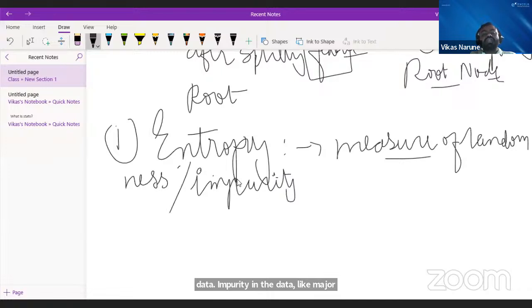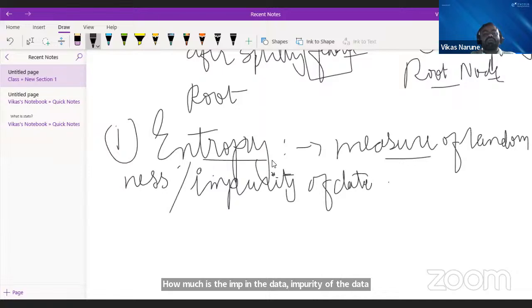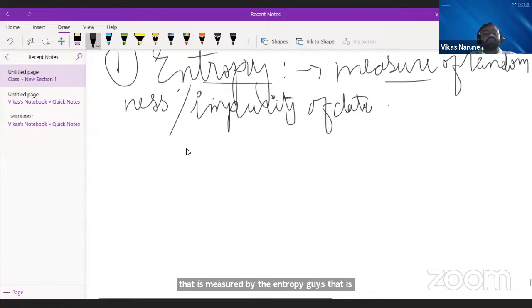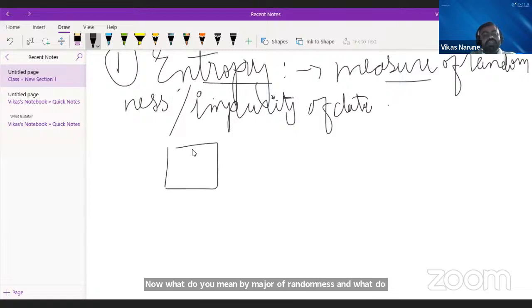How much impurity is in the data is measured by entropy, guys. Now what do you mean by measure of randomness, and what do you mean by entropy? Let's understand it this way. Let's imagine this is what the data looks like. This is the data I have, and let's imagine this kind of data set.